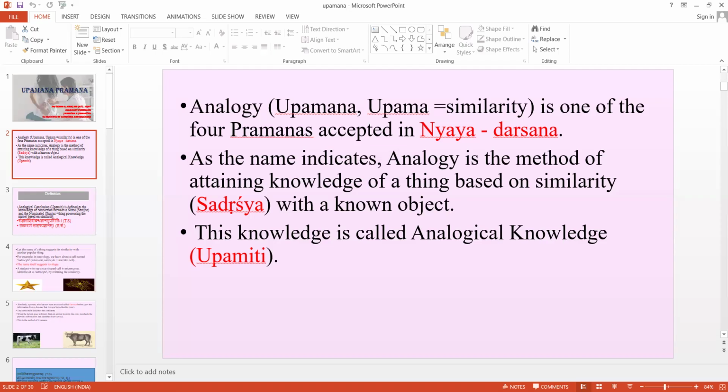In Upamana Pramana, what is Upama? Upama means similarity. So using similarity, using Sadrishya, you are getting knowledge. That knowledge is called Upamiti. To get Upamiti knowledge, you are using an instrument. Instrument is called Karanam. That Karanam is Upamana. So through Upamana Pramana, you are getting Upamiti.